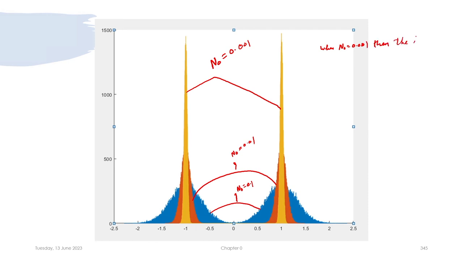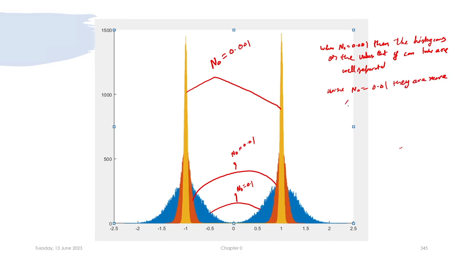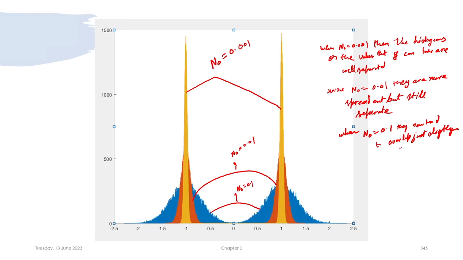We see that at the smallest noise variance, the values that y can take are well separated. When it equals 0.01, they are still separate, but more spread out. And at 0.1, they tend to overlap just slightly. They still tend to overlap.